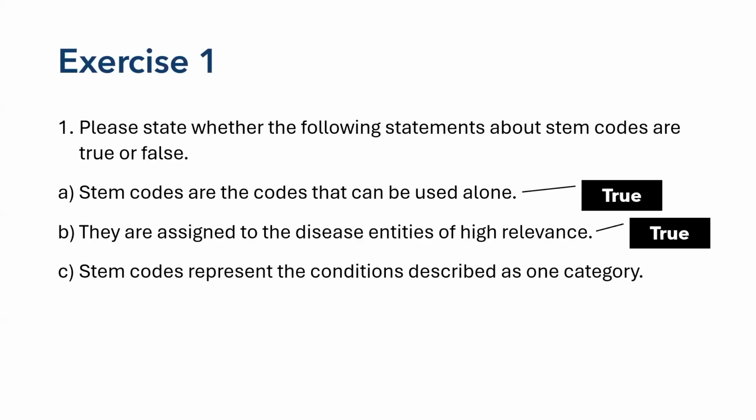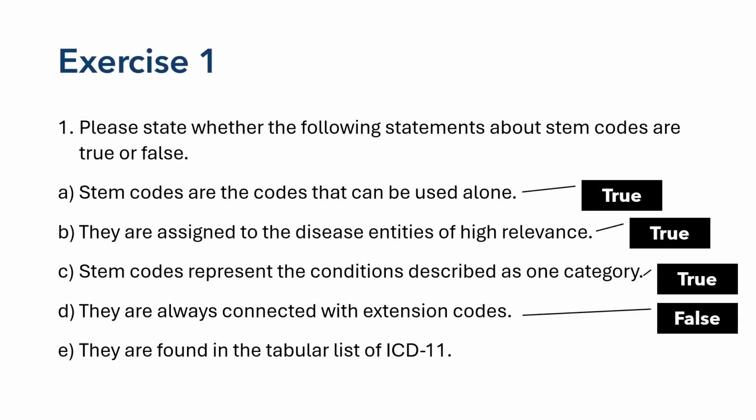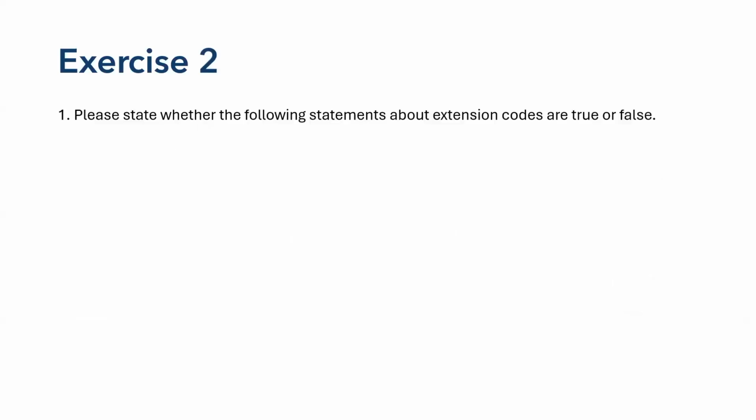C. Stem codes represent the conditions described as one category. Yeah, that is also true. Correct. D, they are always connected with extension codes. Is this true or false? Stem codes, are they always connected with extension codes? No, that's not correct. It is false. Okay. E, they are found in the tabular list of ICD-11. Yeah, that is true. Stem codes are found in the tabular list of ICD-11. That's correct. Let's move on to exercise 2.